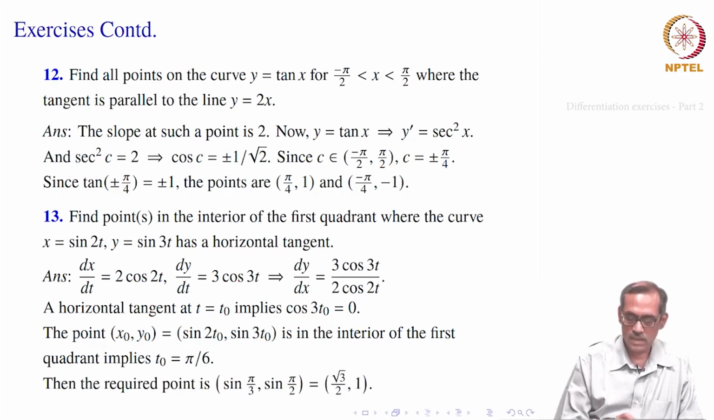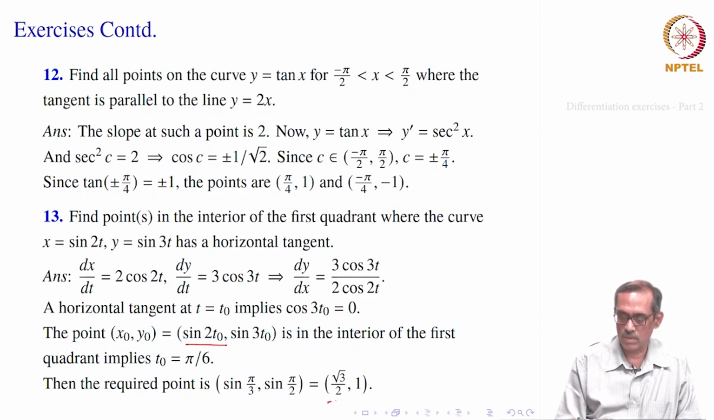So, what is the point? The point is sine of 2t0, 2 times pi by 6, which is pi by 3, and sine of 3t0, which is 3 times pi by 6, that is pi by 2, which is root 3 by 2 and 1.